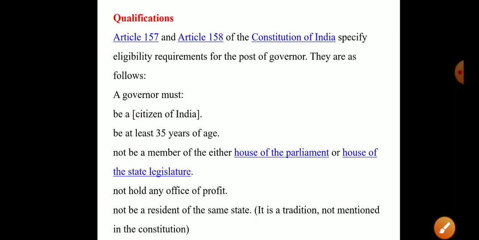Now the qualifications of the governors, lieutenant governors, and the administrators. Here mainly we are concerned with the governor. So Article 157 and Article 158 of the Indian Constitution specify the eligibility requirements for the post of governor. They are as follows.